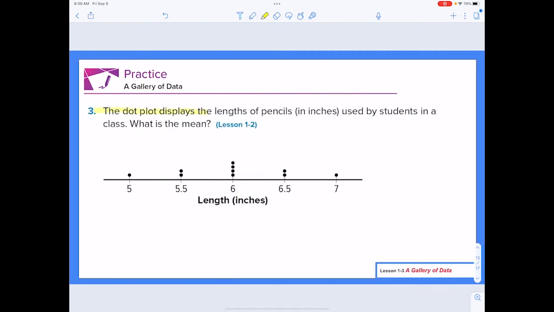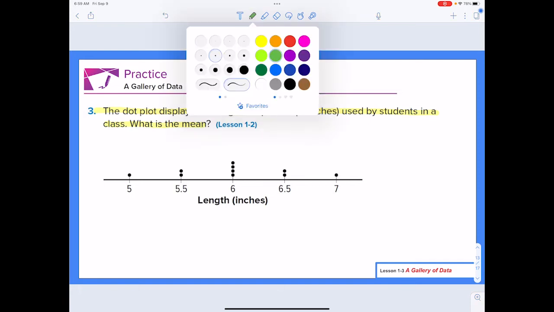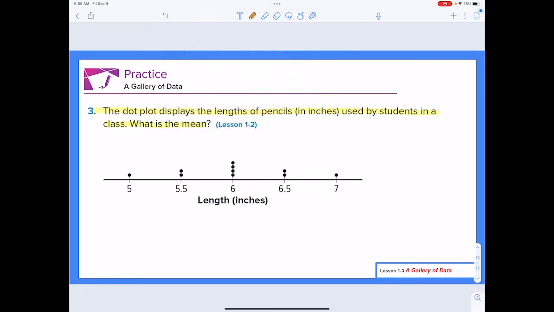Number 3. The dot plot displays the lengths of pencils in inches used by students in a class. What is the mean? We haven't really talked about the mean too much here. So mean is another fancy word for average. And you find the average by adding up all the values and then dividing by the number of values.